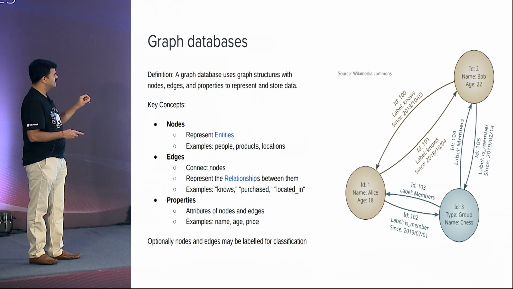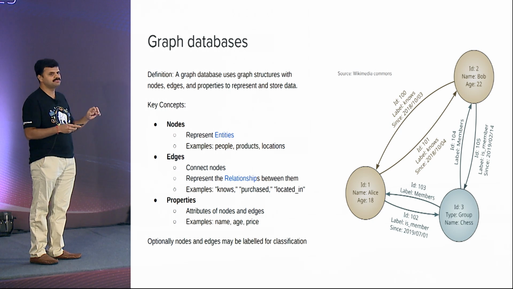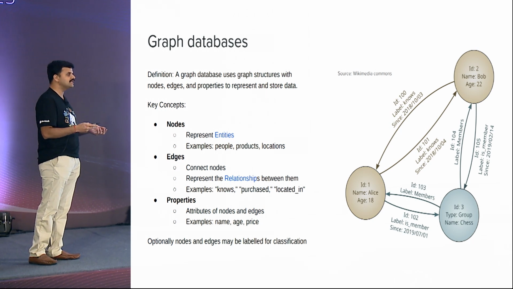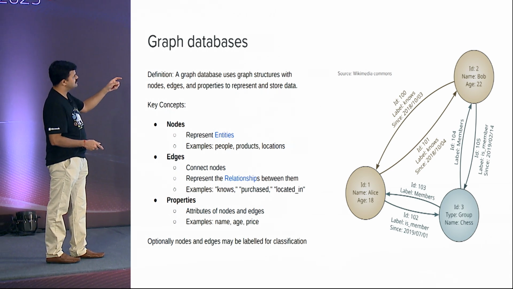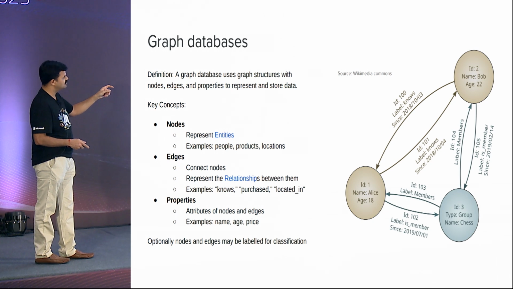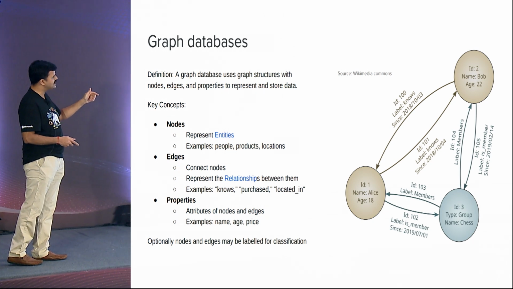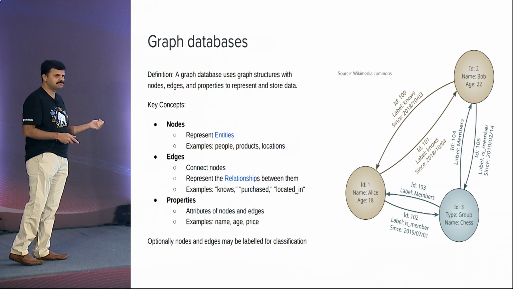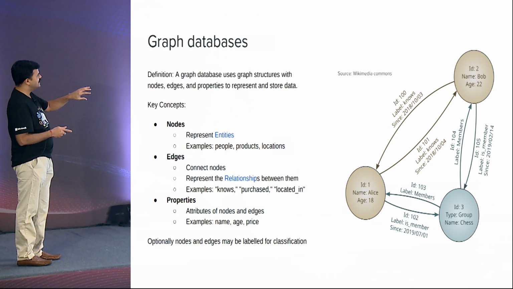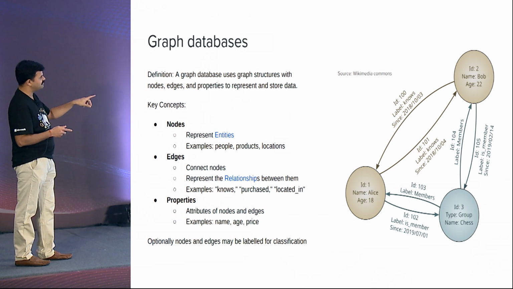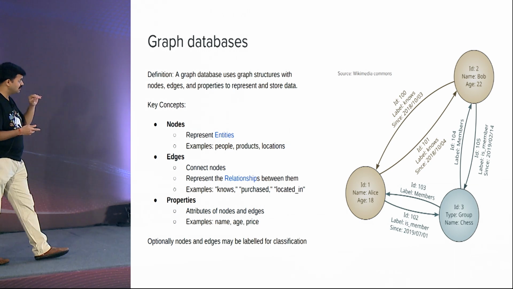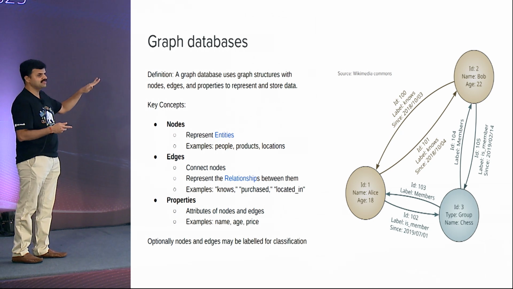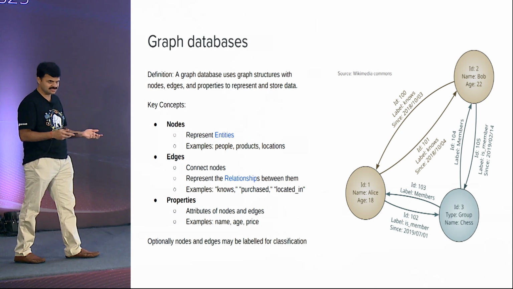The edges represent relationship between the nodes, relationship between the entities that are being modeled. So in this case, you will see that there is an edge with label knows. Then there is an edge with label is member, and so on. So these three nodes are brought together by edges, and their relationships are depicted by edges. When we store the data in this form, that's what graph database is.